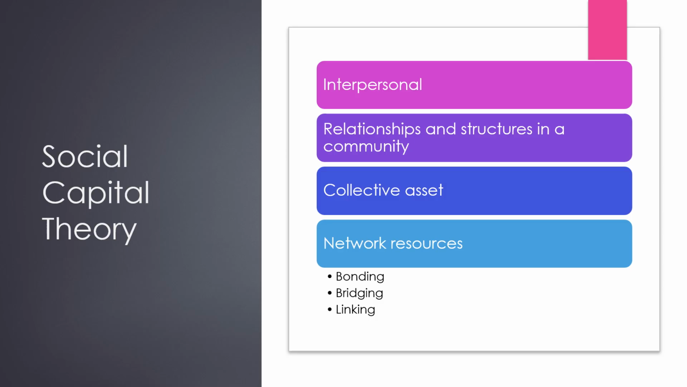The social capital theory is also interpersonal. It's often defined as the relationships and structures within a community, such as civic participation networks, norms of reciprocity, and trust, all these things that promote cooperation and mutual benefit. More recently, it has been defined as the degree of social connectedness. Social capital is a collective asset. It's a feature of communities rather than the property of an individual. As such, individuals both contribute to it and use it, but they cannot own it.